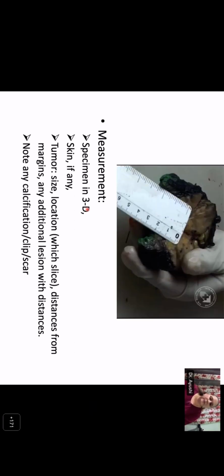After the specimen is fixed overnight, we continue with the grossing. We first start with the measurement of the specimen in 3 dimensions, with the skin dimensions, if any. For the tumor, we have to give the size, which is the most important, location, the distances from the margins, and any additional lesion with distances from the main tumor. We also have to note the presence of any calcification, clip, scar, and the tumor's color, consistency, appearance, and margins or edges: infiltrative, non-infiltrative, encapsulated. All that has to be described.